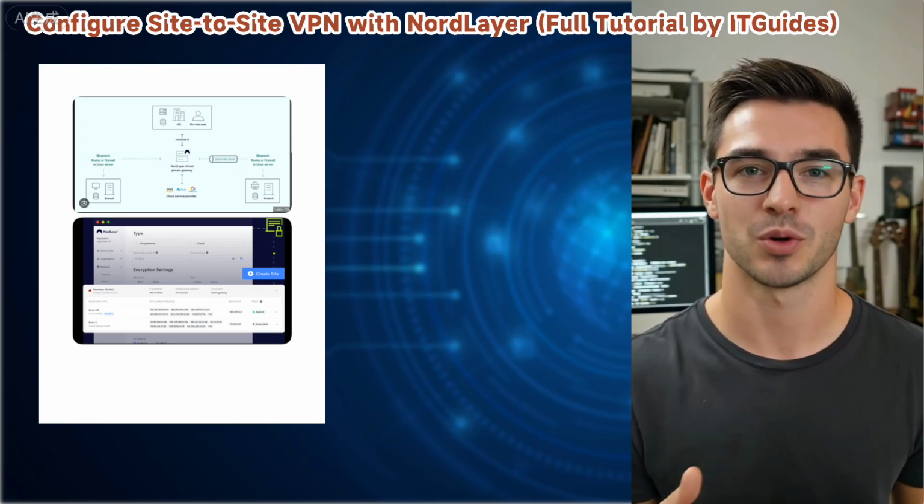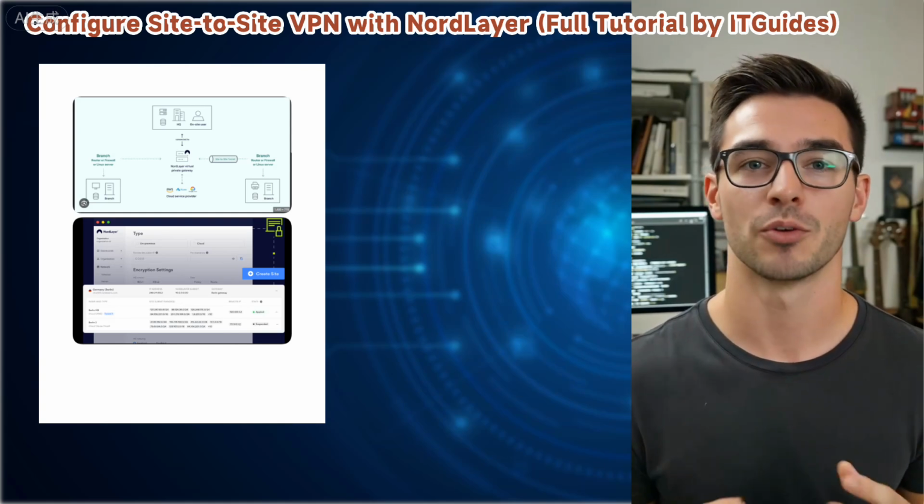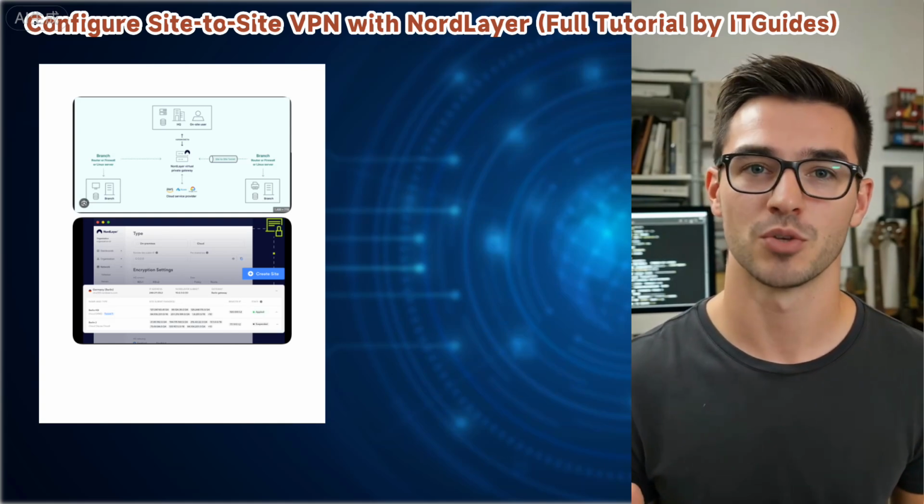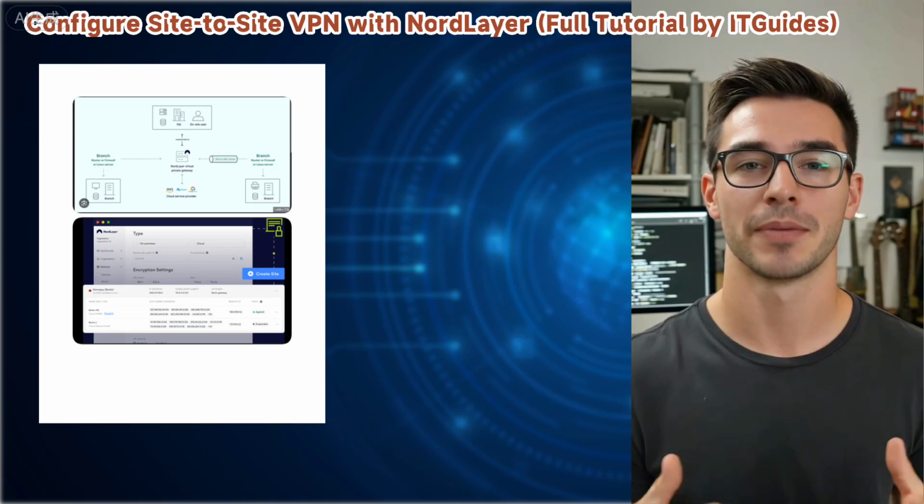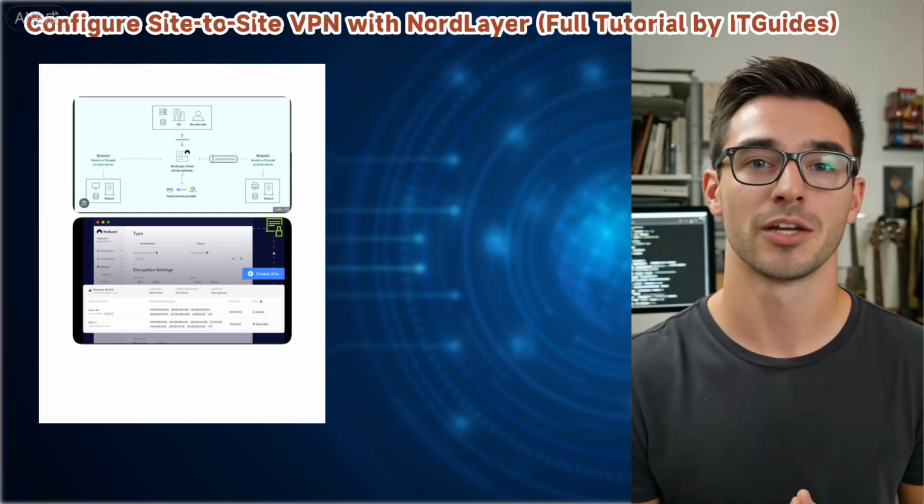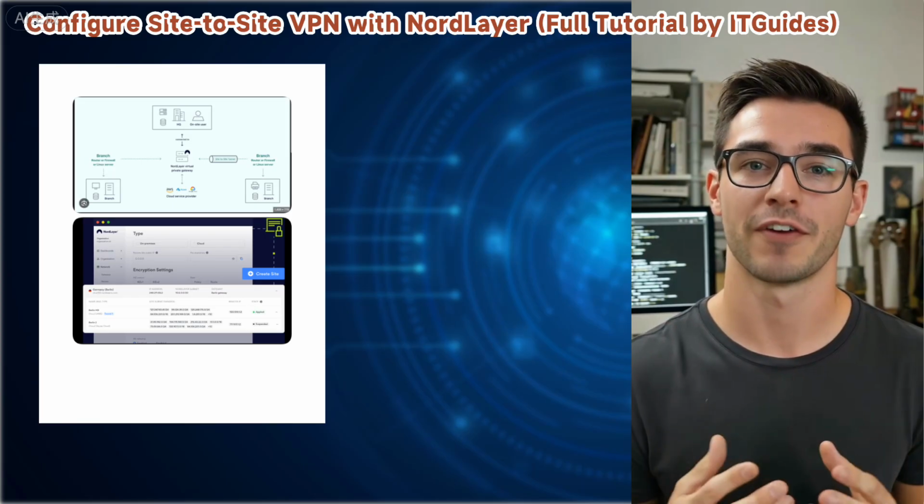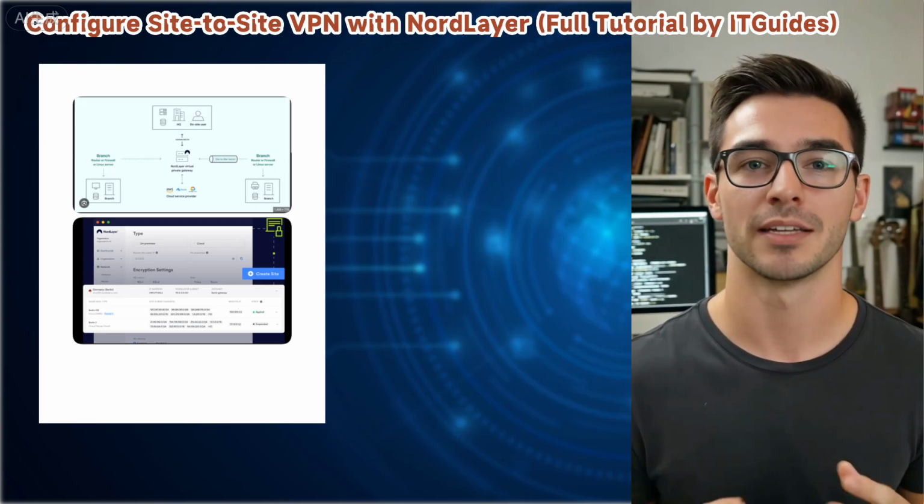4. Configure the NordLayer site-to-site connector. In the NordLayer admin console, go to site-to-site or connectors or tunnels. Create new tunnel, enter the remote peer public IP, your firewall static IP, the on-prem subnets, and the chosen pre-shared key or upload the certificate. Set the IKE and IPsec parameters to match the firewall config, then save or create the tunnel.